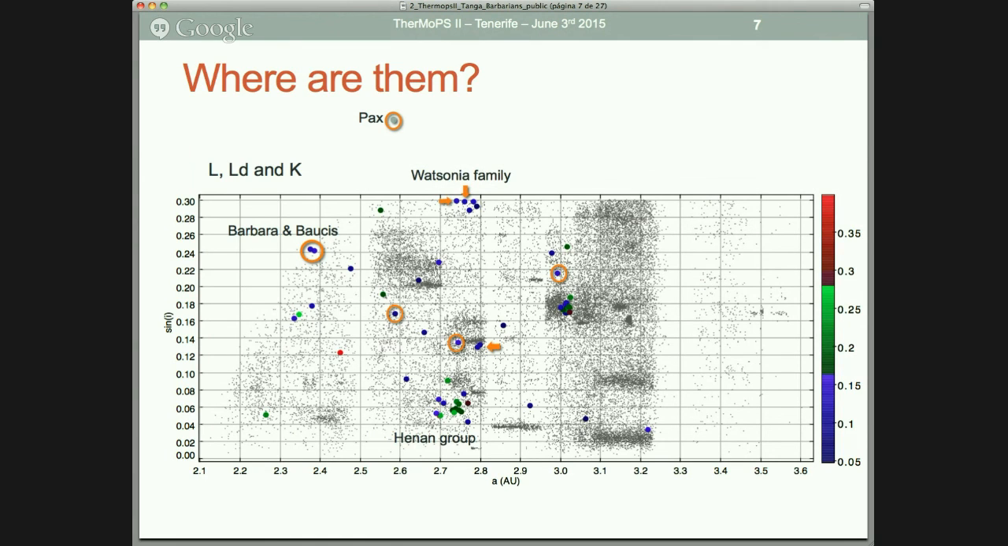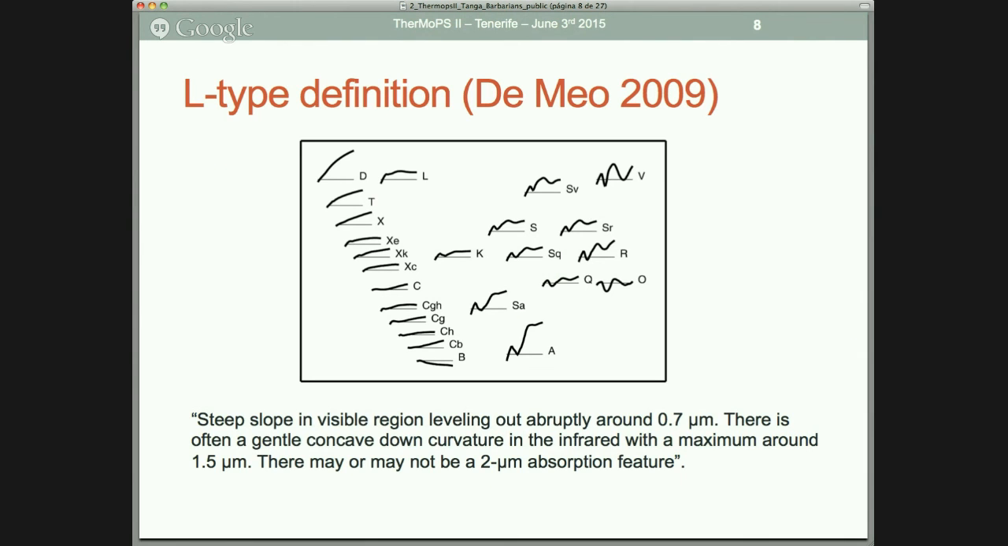So now, what's an L-type then? L-types are defined as objects having a steep slope in the visible region, leveling out abruptly around 0.7 micron, and a gentle concave down curvature in the infrared, meaning that you have this small signature recalling the presence of olivine probably, and then there may or may not be a 2 micron absorption feature in the near infrared.